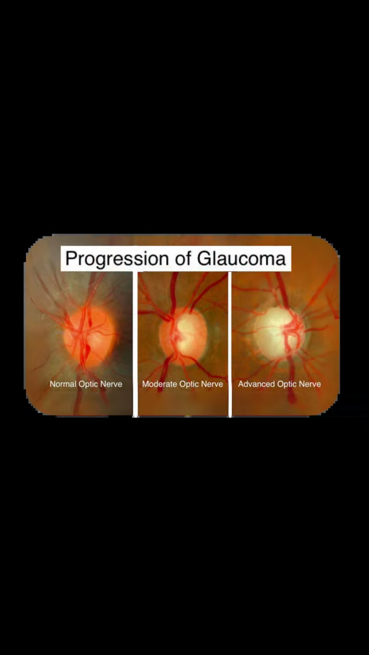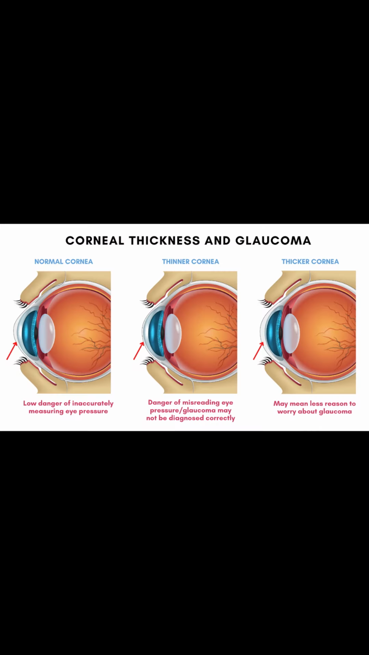Conversely, there are some people who can tolerate higher than normal pressures without having optic nerve damage. These people are said to have ocular hypertension. Eye pressure can vary with the thickness of the cornea. This is also measured when trying to interpret the significance of an eye pressure reading in any one patient.